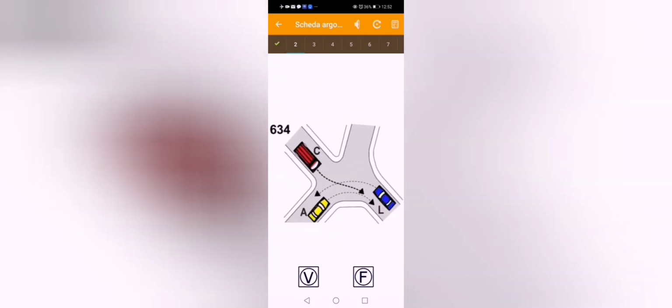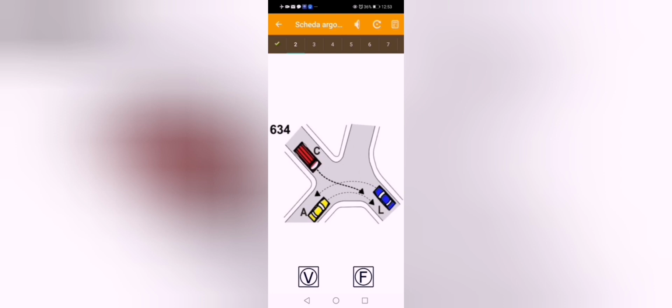So look at the situation here. The blue, we have the red to hit his right-hand side, so he cannot go. The red, we have the yellow to hit him at the right-hand side, he cannot go. But the yellow does not have anybody hitting him from the right-hand side because he's going to his immediate right. So the yellow will go, then the red will go, and the blue will go.